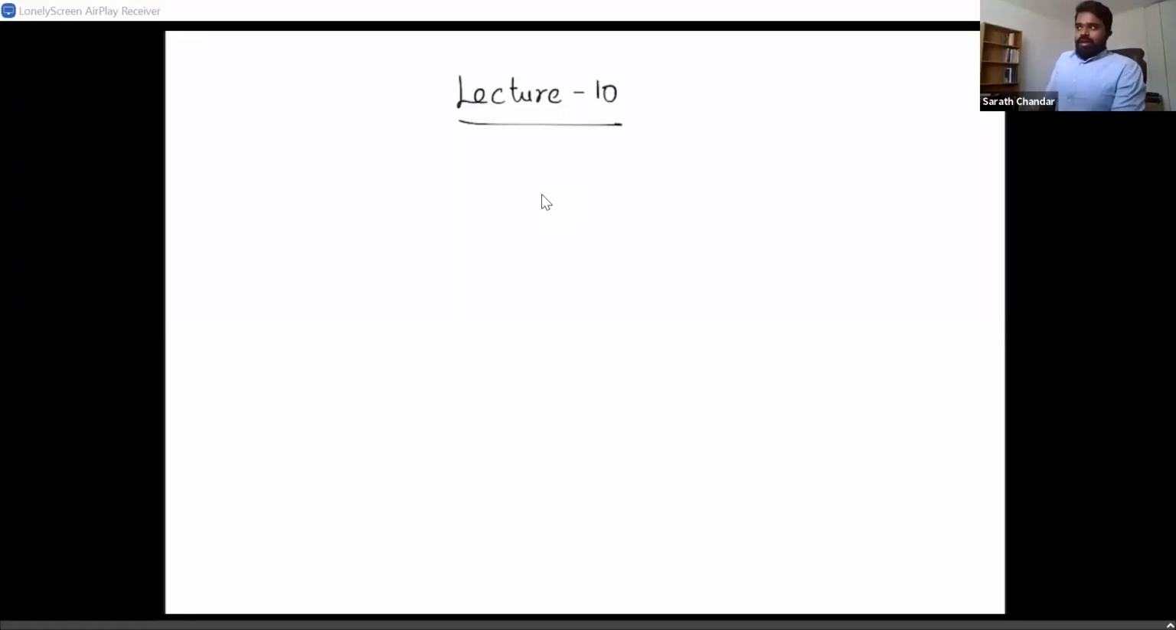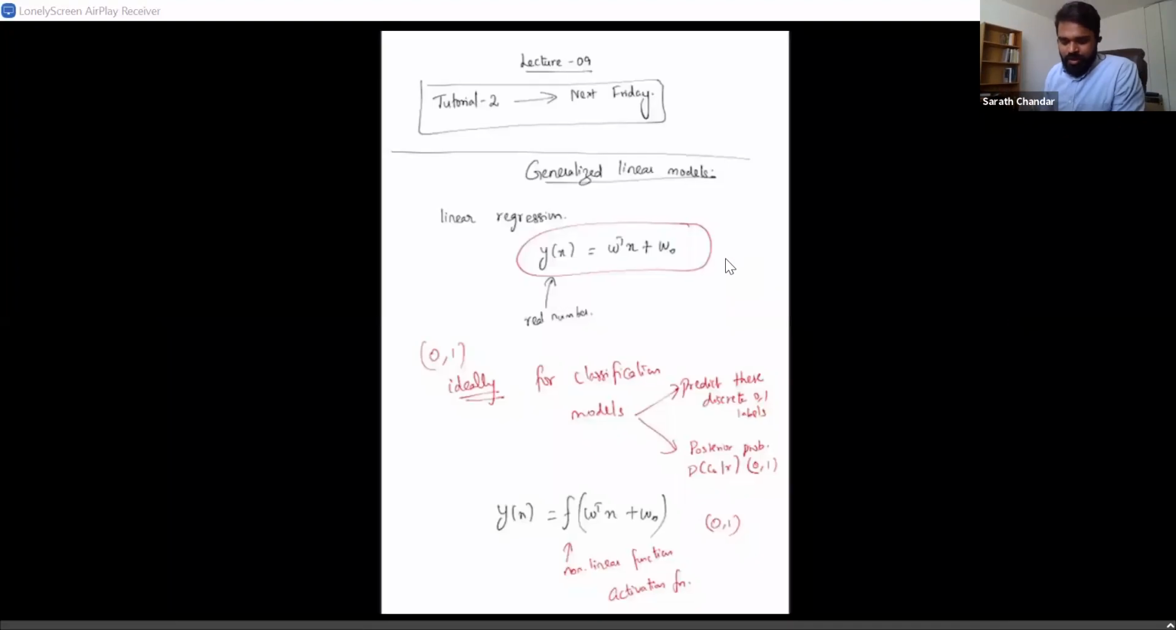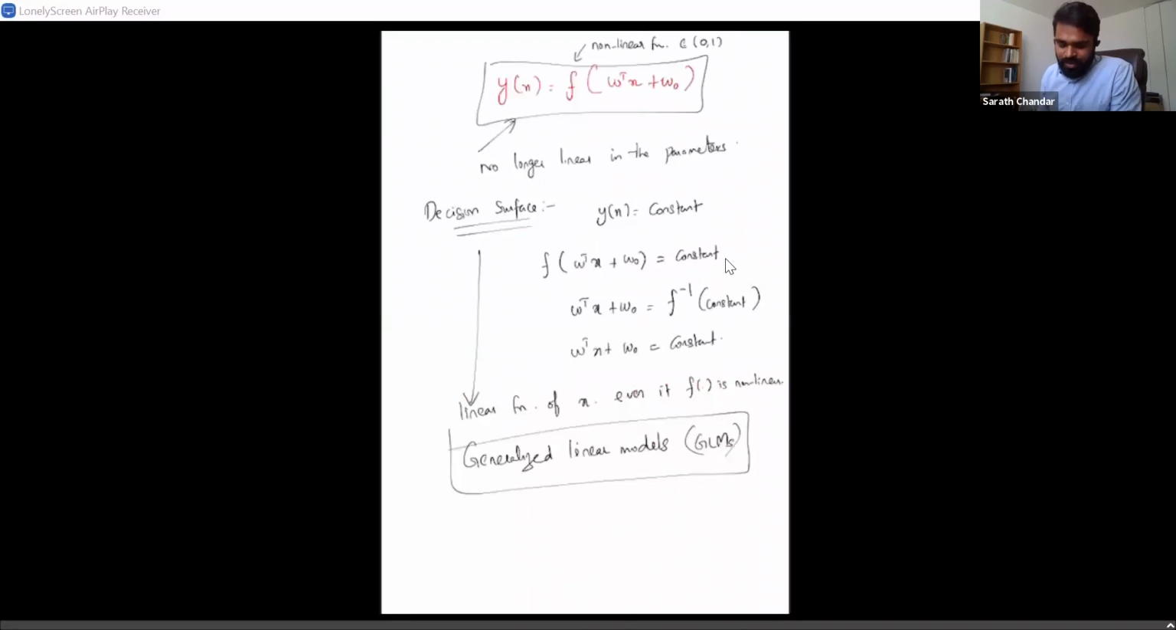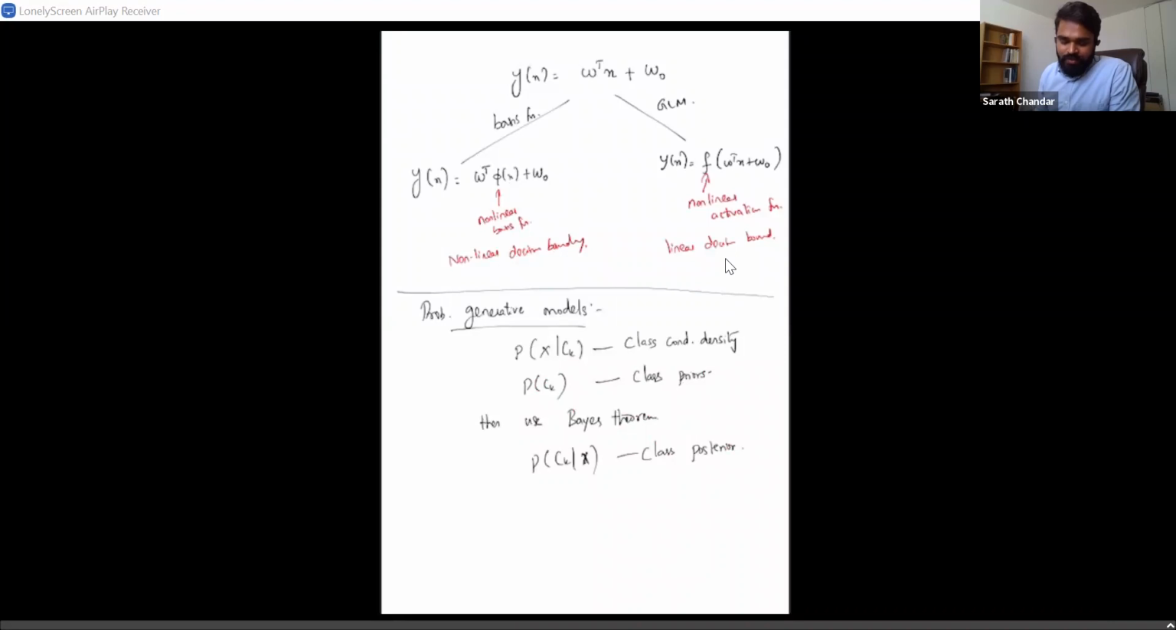Let me share my screen. Okay, before we start the lecture, let's go through a quick recap of what we have seen in the previous lecture, since we did not finish it completely. In the previous lecture, we started discussing generalized linear models. These are models which have some nonlinear function, nonlinear with respect to the parameters, but the decision boundary is still linear with respect to x. We started with an example of a generalized linear model, which was Gaussian discriminant analysis.